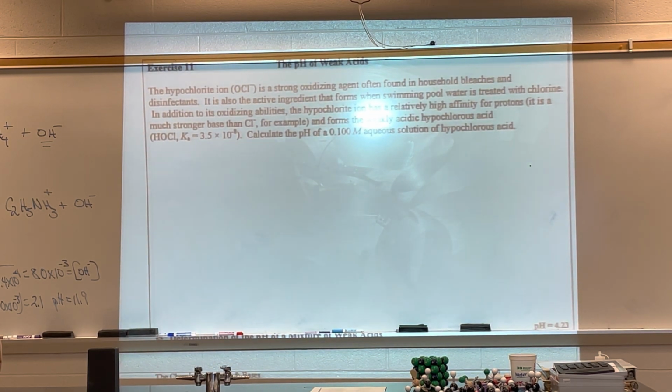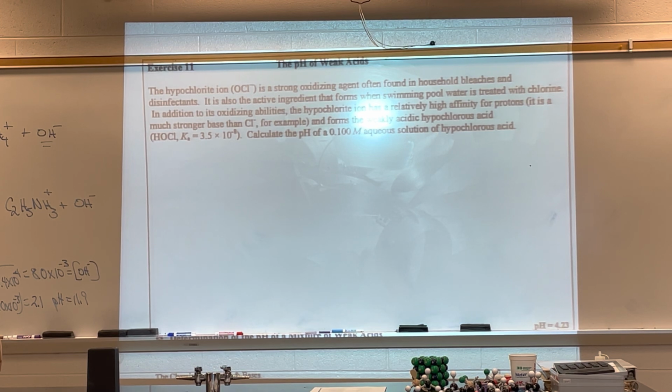The hypochlorite ion is a strong oxidizing agent often found in household bleaches and disinfectants. It also forms when swimming pool water is treated with chlorine. So in other words, you're swimming in Clorox. In addition to its oxidizing ability, the hypochlorite has a relatively high affinity for protons. What does that mean, high affinity for protons? What does affinity mean?